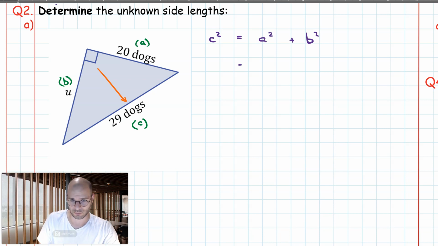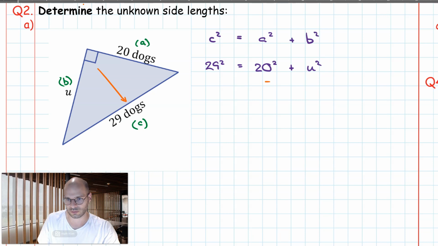Now I sub in my values. I have C, which is 29 squared. A is going to become 20, so it's 20 squared. And then B, which is U. Now at this point, I'm in the situation where my unknown is hanging out on the right hand side with a number over here. We don't like this because what it means is that we don't have U isolated.